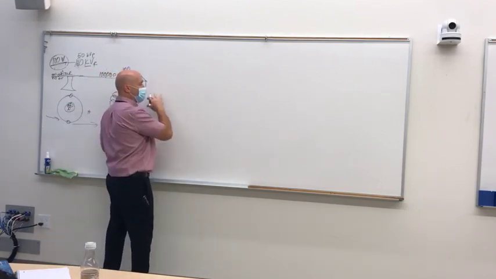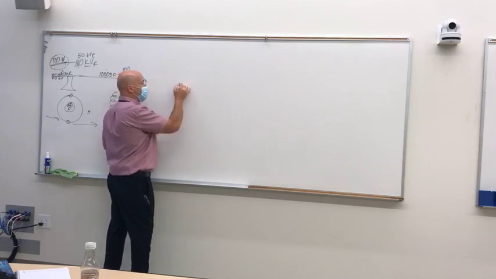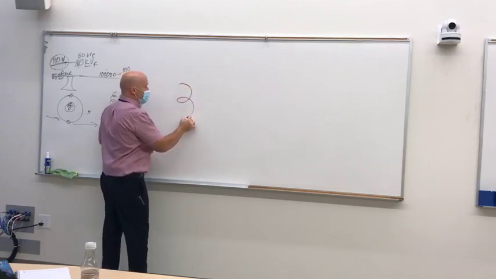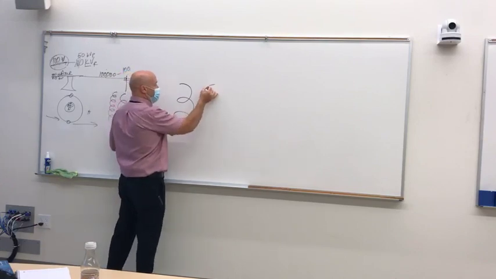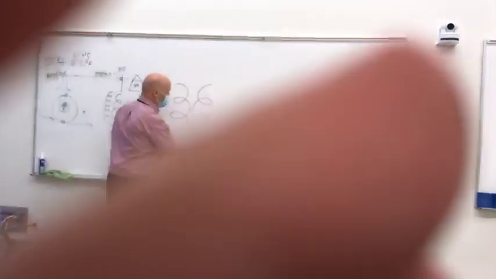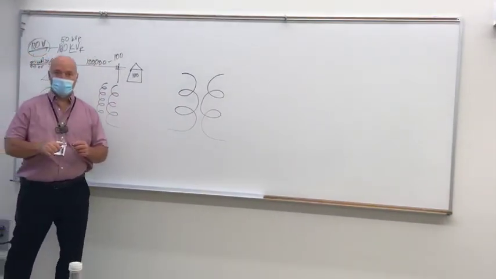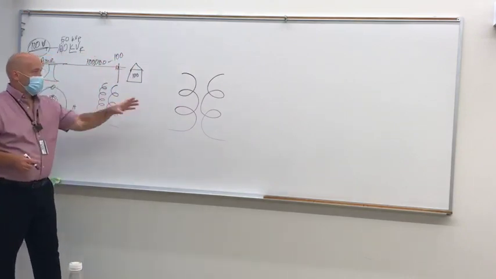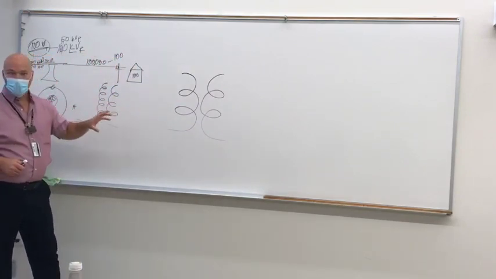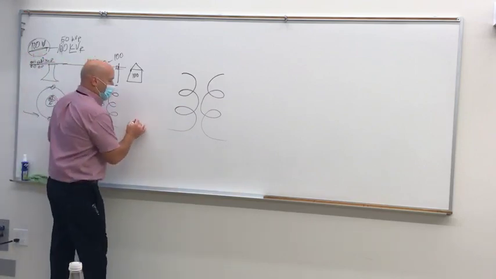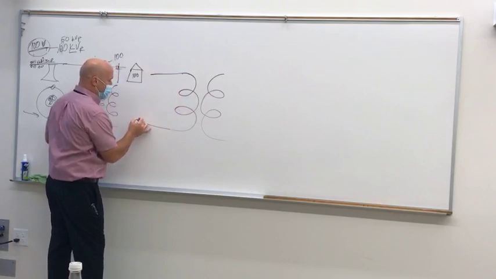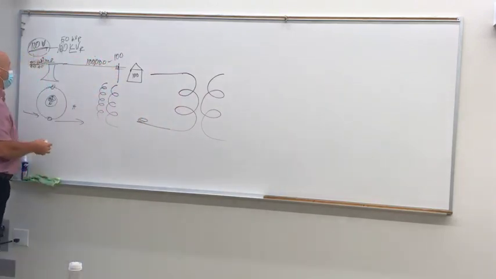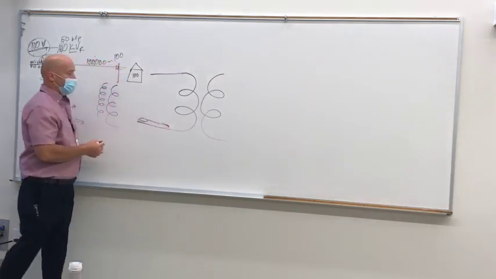So what makes the transformer work, what occurs with the turns ratio, is, let's say we've got two coils of wire and they have exactly the same number of turns. Same number of turns on both coils. All right. So what we have is a supply of electrons, which we call current, which is our amperage, right? So we supply a flow of electrons to this coil of wire.